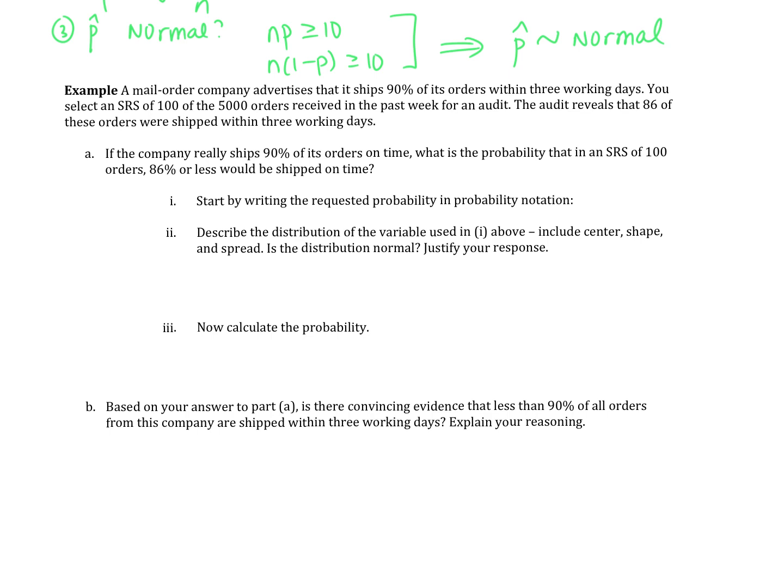Okay, so in your homework, you're just going to be asked part A, and you'll have to jump in. What I've done is broken it down a little bit so we know what steps we need to follow. What I would do is start by writing the probability in probability notation. What is the probability that 86% or less would be shipped on time? That is a sample proportion. So we are looking for the probability of a sample proportion of 0.86 or lower.